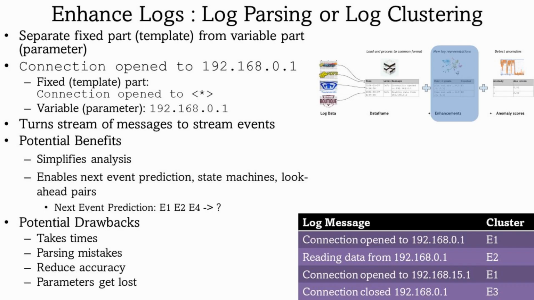Log parsing can be time-consuming and prone to mistakes, especially when the templates fail to capture all variations accurately. Such mistakes may reduce the accuracy of subsequent analysis. Additionally, there's a risk of losing critical parameter-level information if the variable parts are overly simplified or excluded. Determining whether log parsing is helpful for a specific log analysis task requires experimentation.